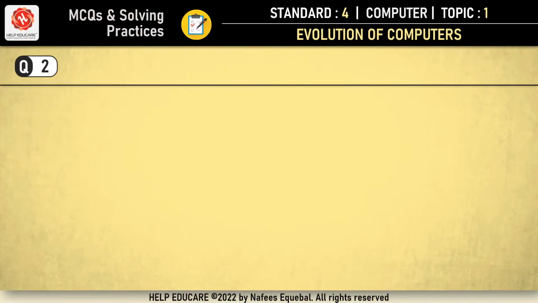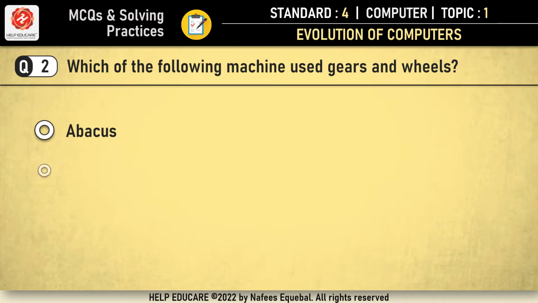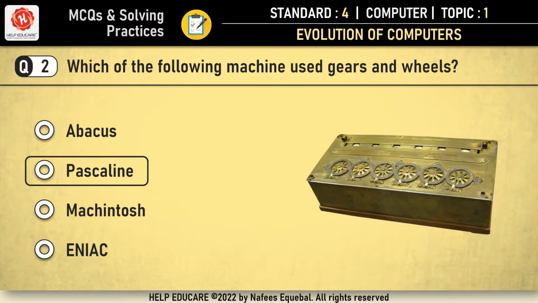Question number 2. Which of the following machine used gears and wheels? First option, abacus. Second option, pascaline. Third option, Macintosh. Fourth option, ENIAC. Answer will be displayed in 10 seconds. Correct answer is pascaline.